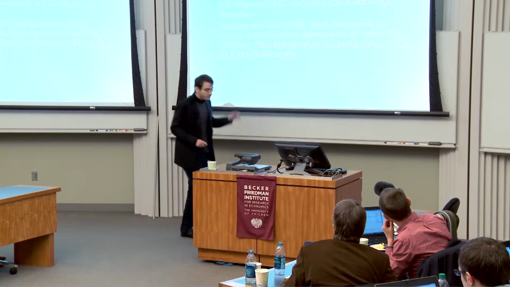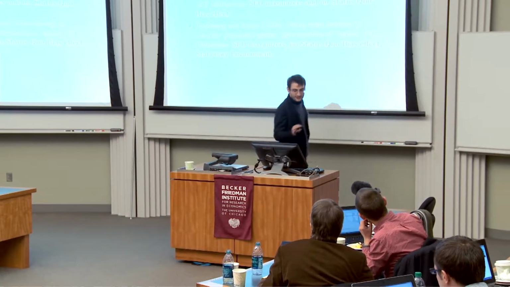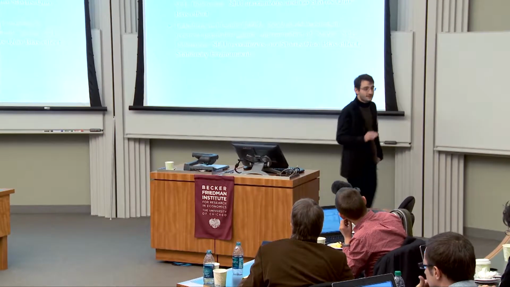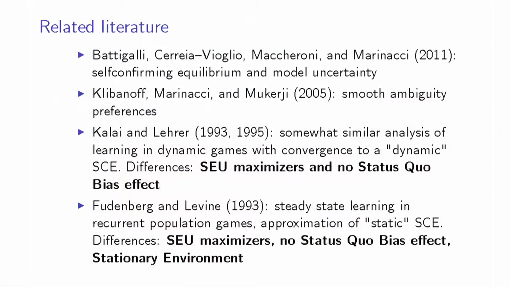After this long introduction, I will briefly describe the related literature, where I'm highlighting the differences with bold characters. I mentioned that our paper is actually a prequel to our self-confirming equilibrium and model uncertainty paper, and I'm also citing Klibanoff, Marinacci, and Mukerji, since our decision maker, at least for the presentation today, has preferences described by the smooth ambiguity criterion.